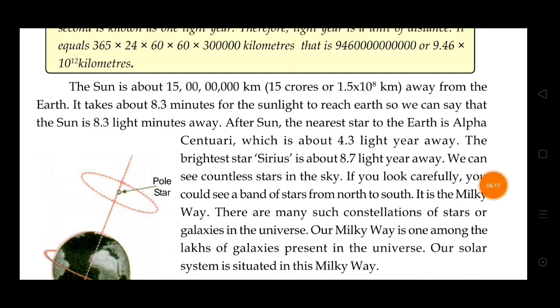If you look carefully, you could see a band of stars from north to south. It is the Milky Way. There are many such constellations of stars, or galaxies. Constellation means a group of stars in the galaxy. Our Milky Way is one among the lakhs of galaxies present in the universe. Our solar system is situated in this Milky Way.